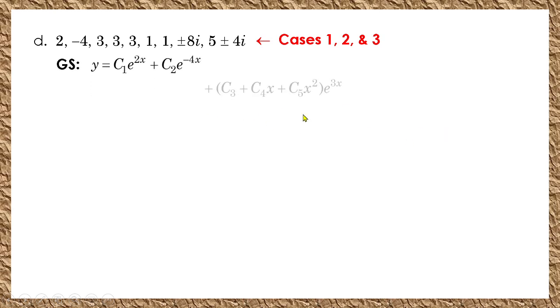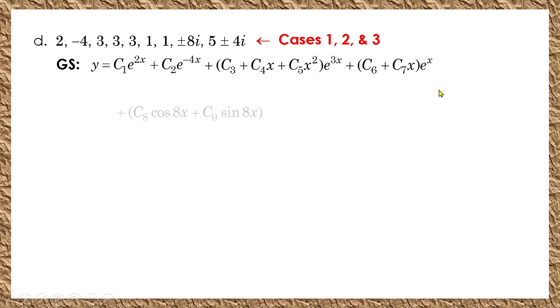Okay, there is also letter D. Letter D: case 1, 2 and negative 4 are case 1. Then 3, 3, 3 is case 2, and the 1, 1 is also case 2. Then this is case 3, and the last one is also case 3. Cases 1, 2, and 3. Look at how the solution terms are formed. These are the solution terms.